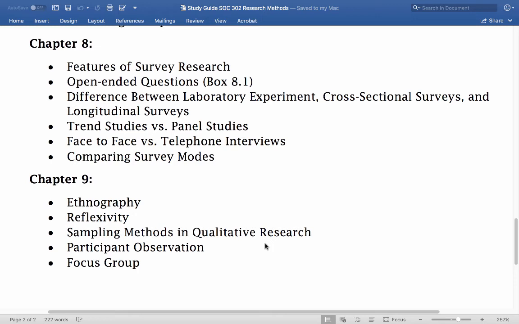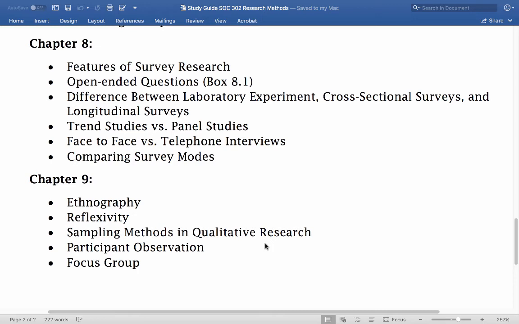Let's see, open-ended questions. Actually, if you want to reference this, that's part of box 8.1 in the chapter. But just knowing that open-ended questions are something that often come up in semi-structured interviews, as semi-structured interviews have certain questions they're asking, but they also want to give the opportunity to probe deeper, or to ask follow-up questions that might be related to a tangent or something someone said.